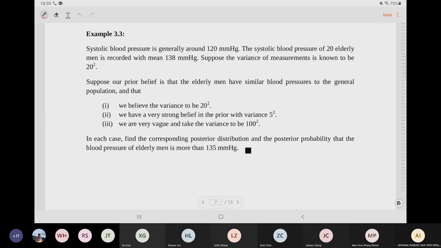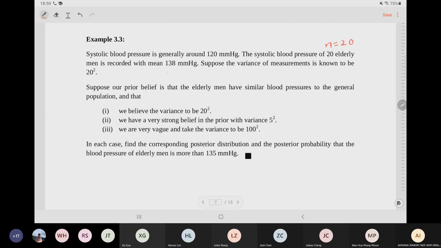We have 20 elderly men. If X is the blood pressure of 20 elderly men, then 20 is your sample size. And we have a mean of 138. Depending on whether you want to use Y-bar or X, but usually here we use Y. So your data Y-bar is 138. Suppose the variance of the measurement is known to be 20 square. So this is your variance, sigma square is 20 power 2.